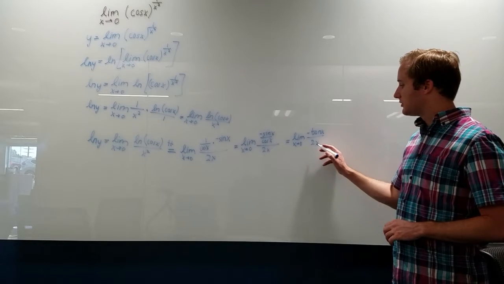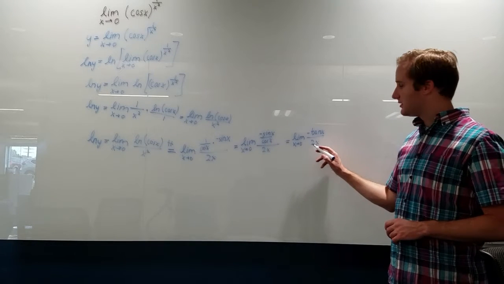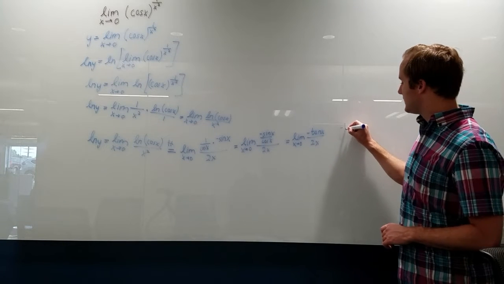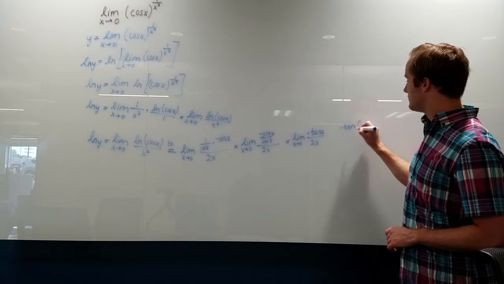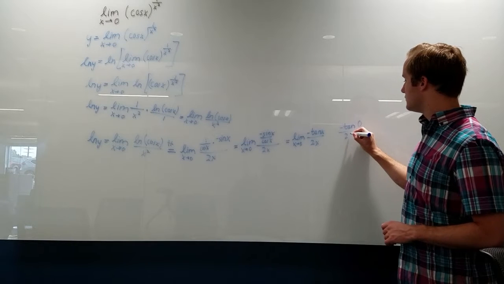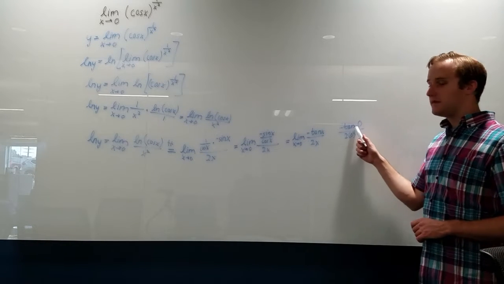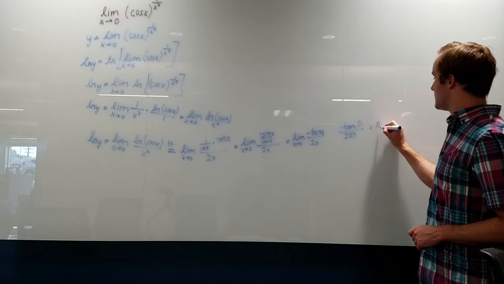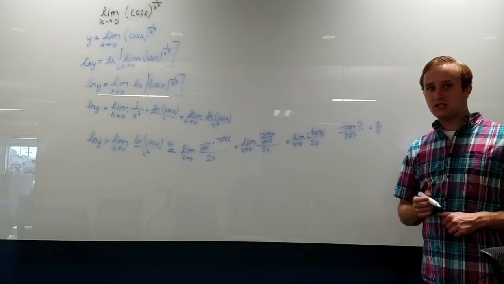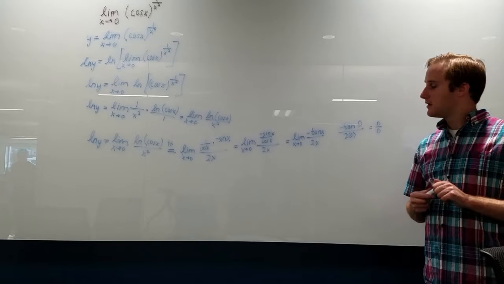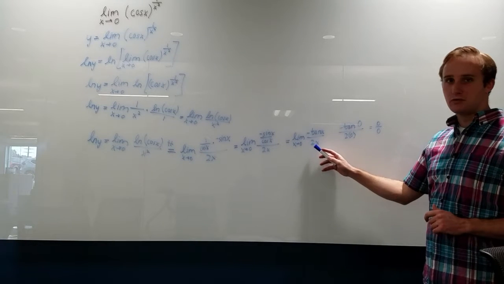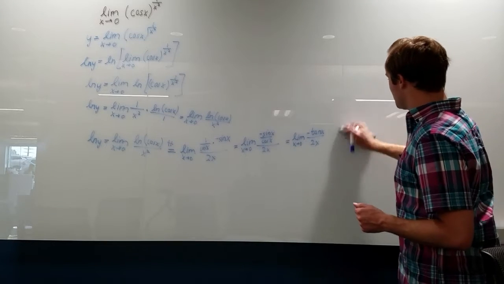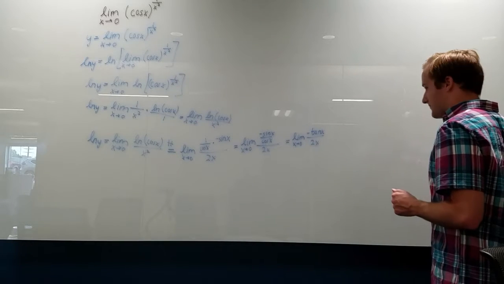Okay, now let's go ahead and try plugging in 0 again in order to see if we're done yet. If we plug 0 into this expression, we get the negative tangent of 0 over 2 times 0. The tangent of 0 is 0, and 2 times 0 is 0, and so we get 0 over 0. We've still got an indeterminate case, which means that we'll need to take L'Hopital's rule a second time on this expression.